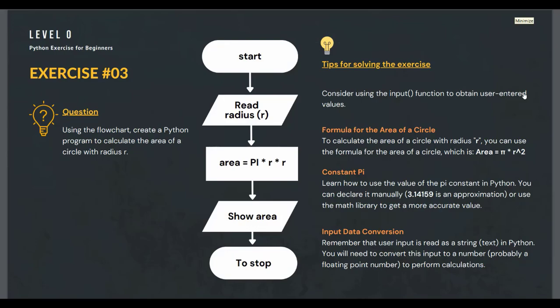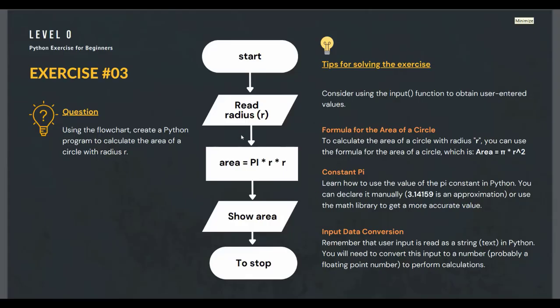João here. So today let's try to solve some Python exercises for beginners, and we have the following question. Using the flowchart, create a Python program to calculate the area of a circle with radius r. So this is our next challenge, to create a Python program that can help us calculate the area of a circle with the radius r.